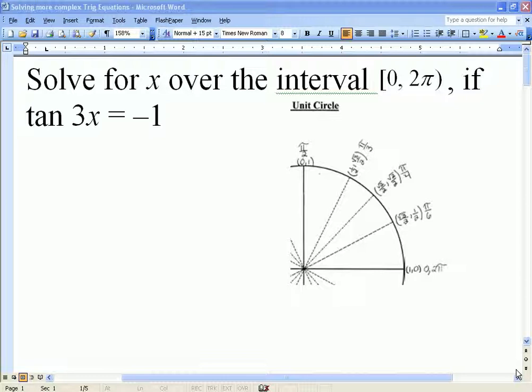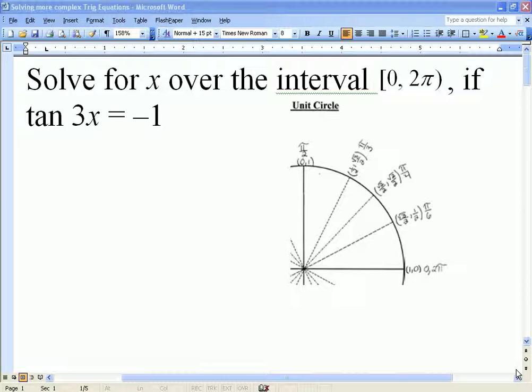It is complicated further by the fact that the interval that x can lie in is between 0 and 2 pi. So we are solving for x and not 3x. That is why we need to get the general solutions for x and then finally see which values of x are lying in the interval between 0 and 2 pi. So the first step would be to find the reference angle for 3x.